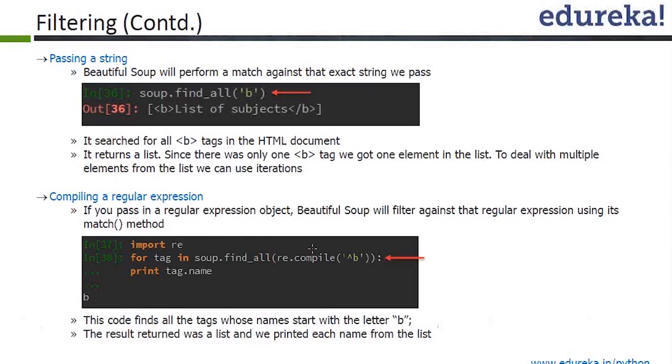It's like you pass a regular expression object to BeautifulSoup, which filters against that regular expression using its match method. In this case, the code finds all the tags whose name starts with the letter b, right? If you want to use this filter condition again and again, you can put that in re.compile with the regular expression b, and then use the tag over and over again. It's more like reusing the code, okay? If you want to use some regular expression inside BeautifulSoup n number of times, just go ahead and compile it. Meaning you say re.compile, give this option, store it in some tag, and use the tag.